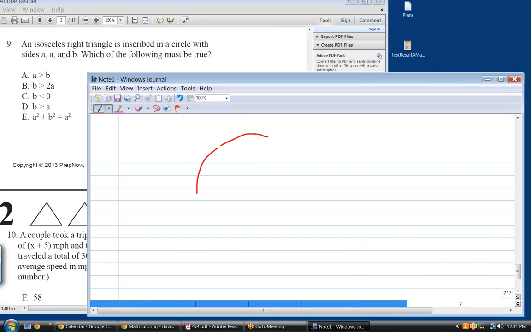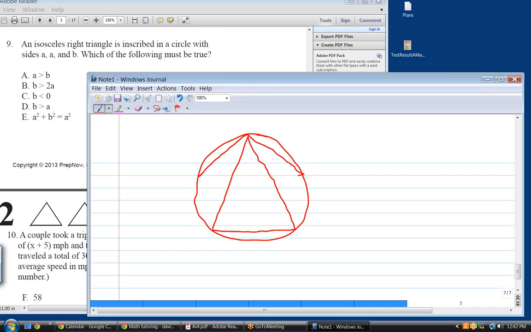Okay, let's draw our circle. You don't always have to draw a circle, but they say an isosceles triangle is inscribed in that. Well, notice that I could inscribe multiple isosceles triangles in that circle. It doesn't have to be the way I drew it. Right. It could be like this. Okay? So we know something, but it's not definitive what it is, other than that's A, and this is B. Which of the following must be true?